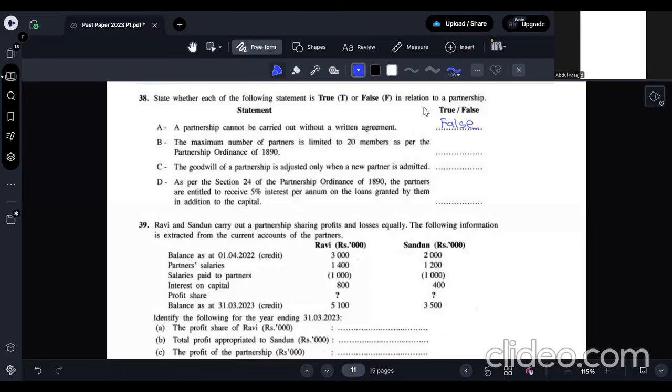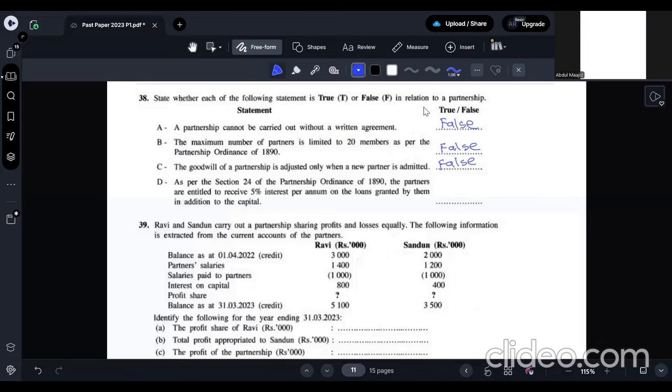B. The maximum number of partners is limited to 20 members as per partnership ordinance. Wrong. That is as per the Companies Act. Companies Act is only telling us the limit for the partnership. C. The goodwill of a partnership is suggested only when a new partner is admitted. False. Goodwill is suggested when a new partner joins, when an existing partner leaves, when the profit sharing ratio is changed. Right? There are several situations.